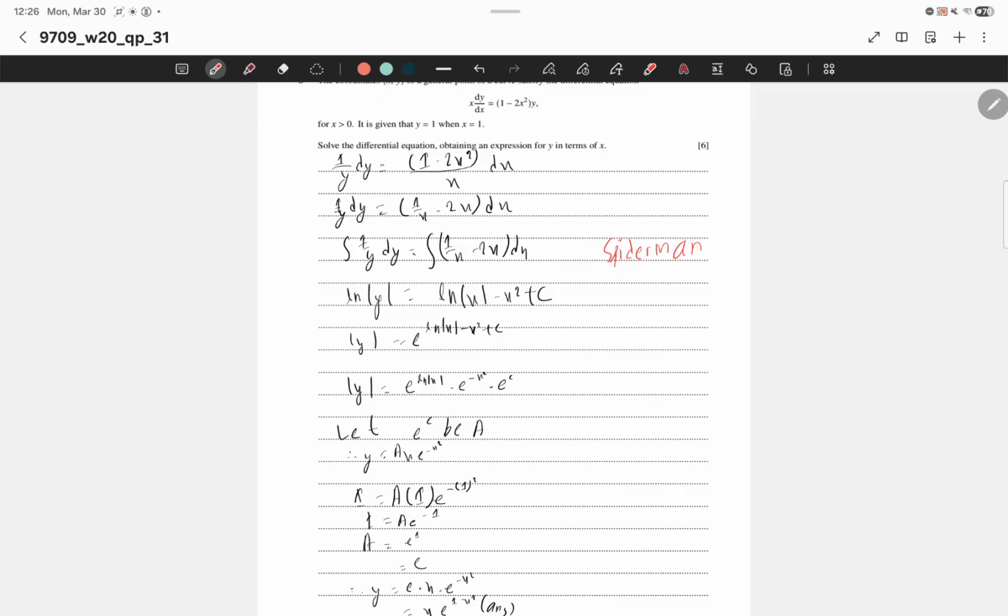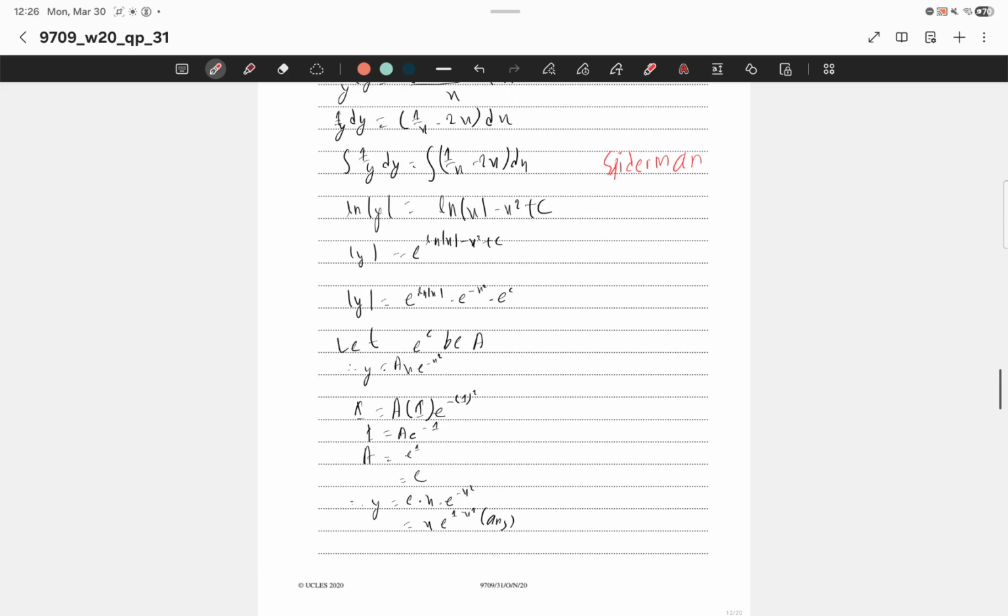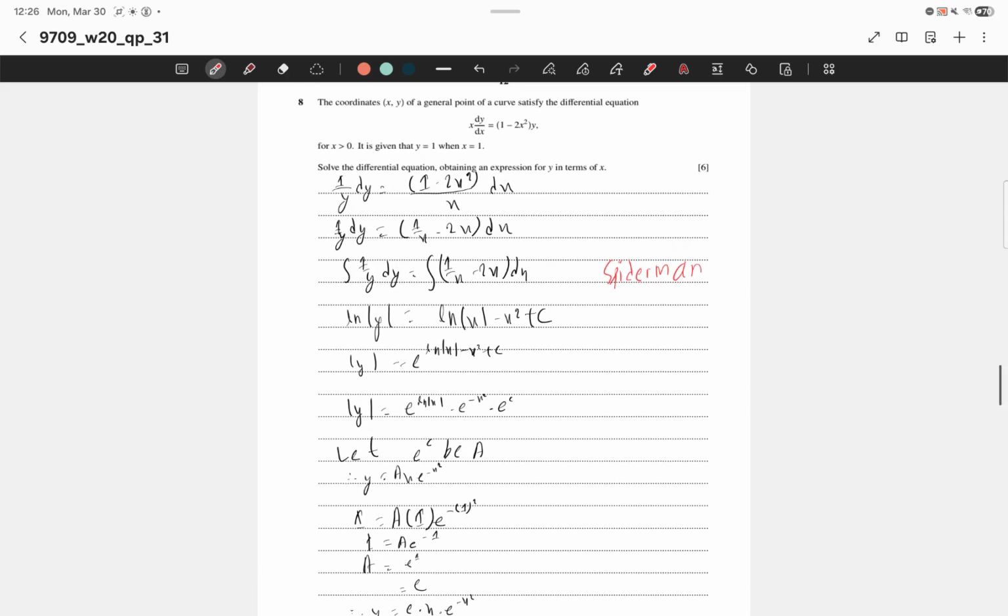We see. I don't know about you guys, but I would classify it as a difficult question. I don't think we need to do anything special here. The concept is the same: take all the y's on one side, take all the x's on the other side, add plus c, integrate it, and then just solve it normally.